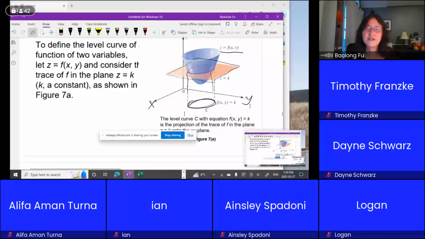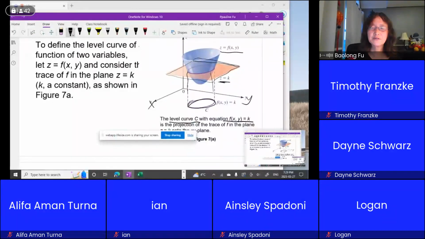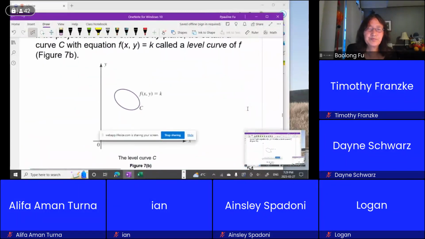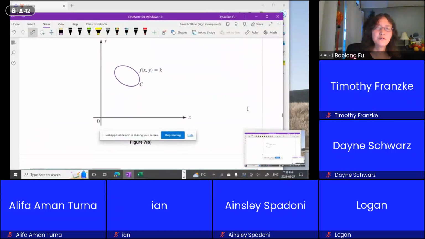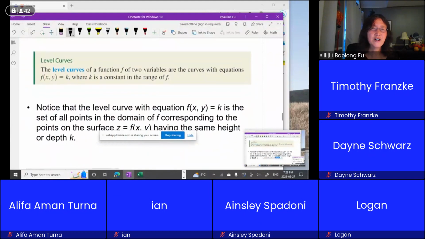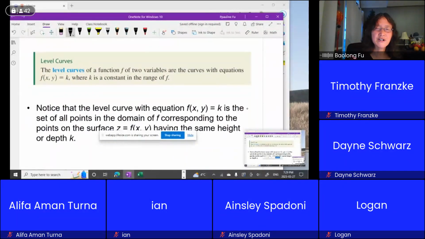So this level curve C is with the equation f(x,y) equals k. This plane is z equals k, projected to the xy plane. If you only look at the xy plane, it is this. So, the definition of level curves: the level curves of a function of two variables are the curves with equation f(x,y) equals k, where k is a constant in the range.